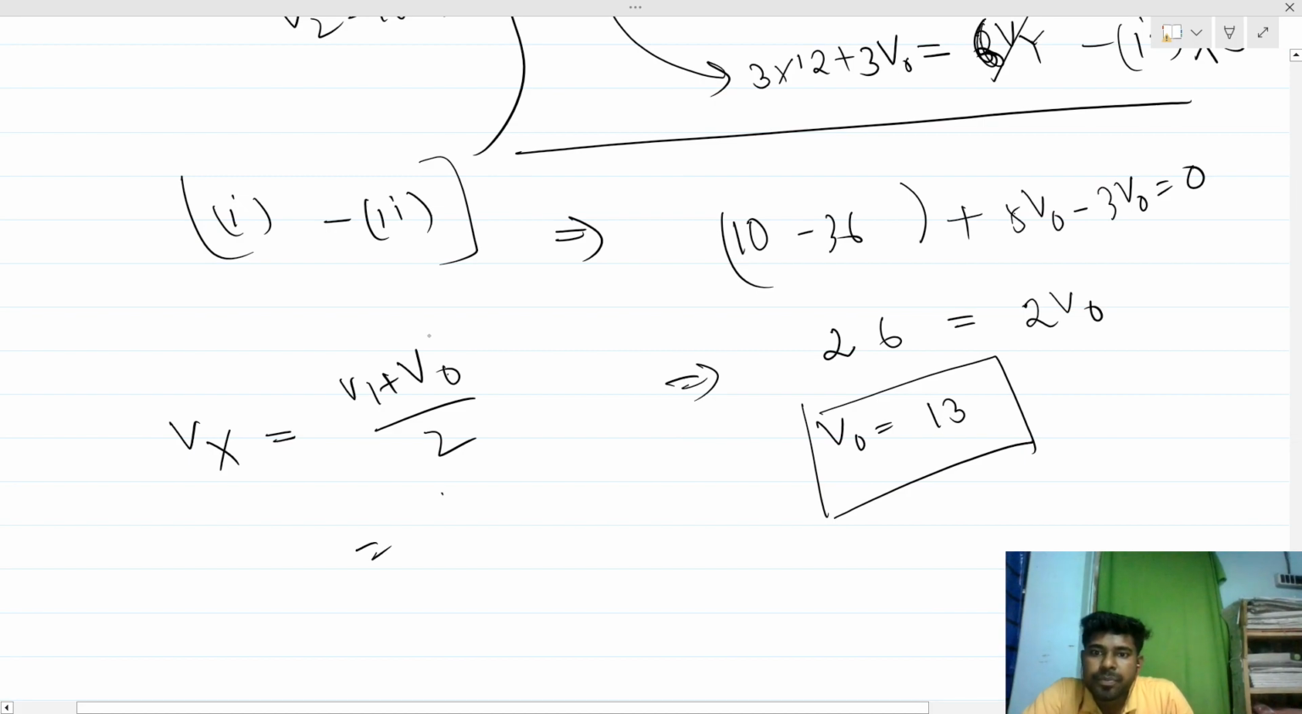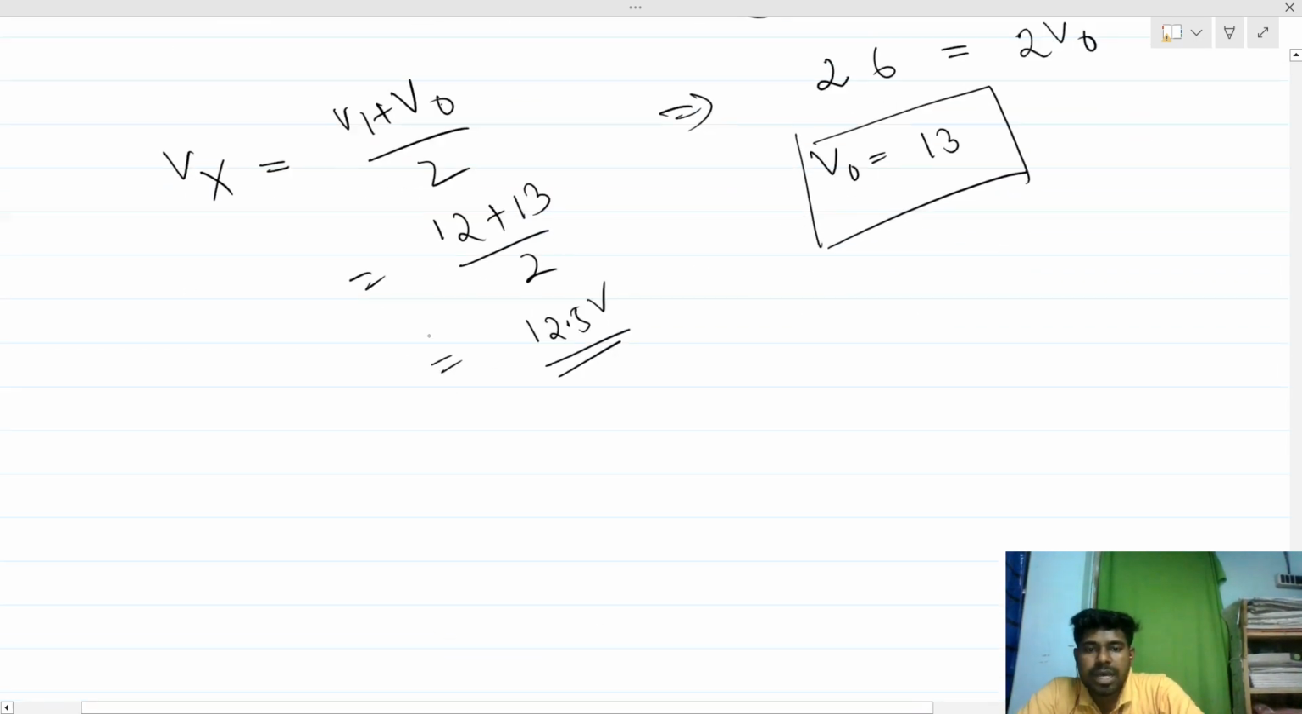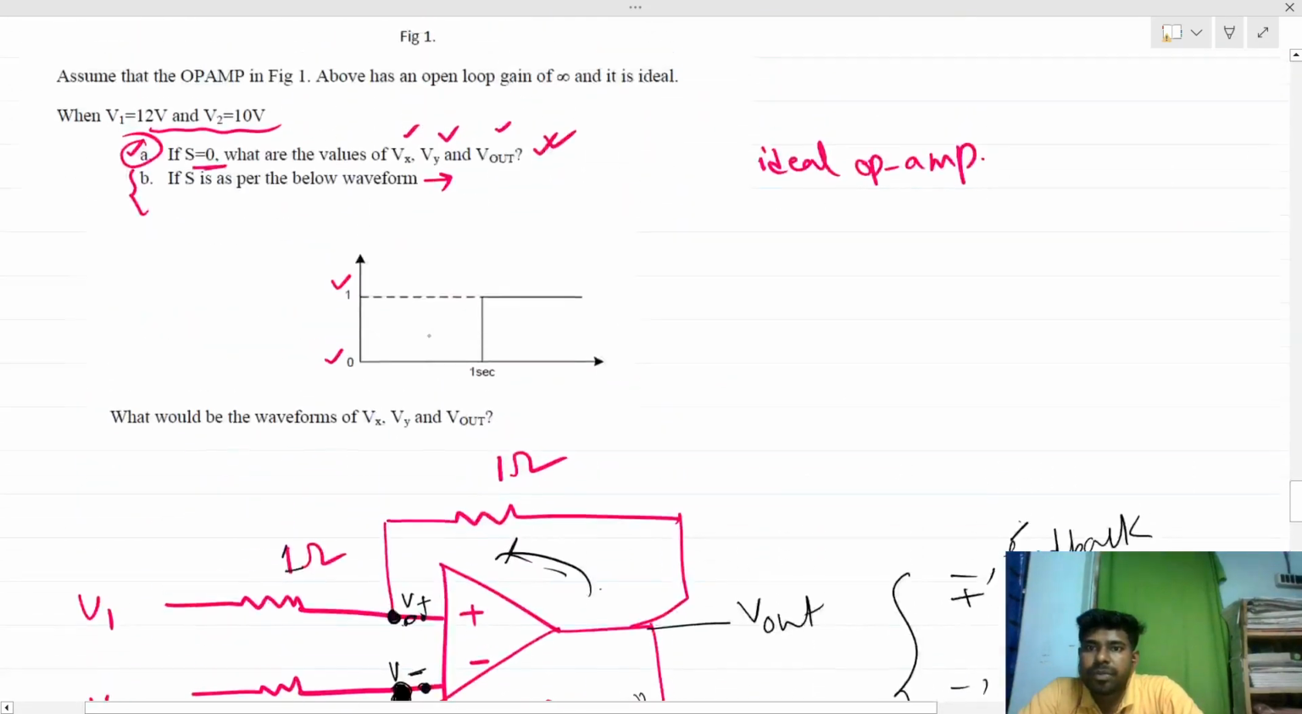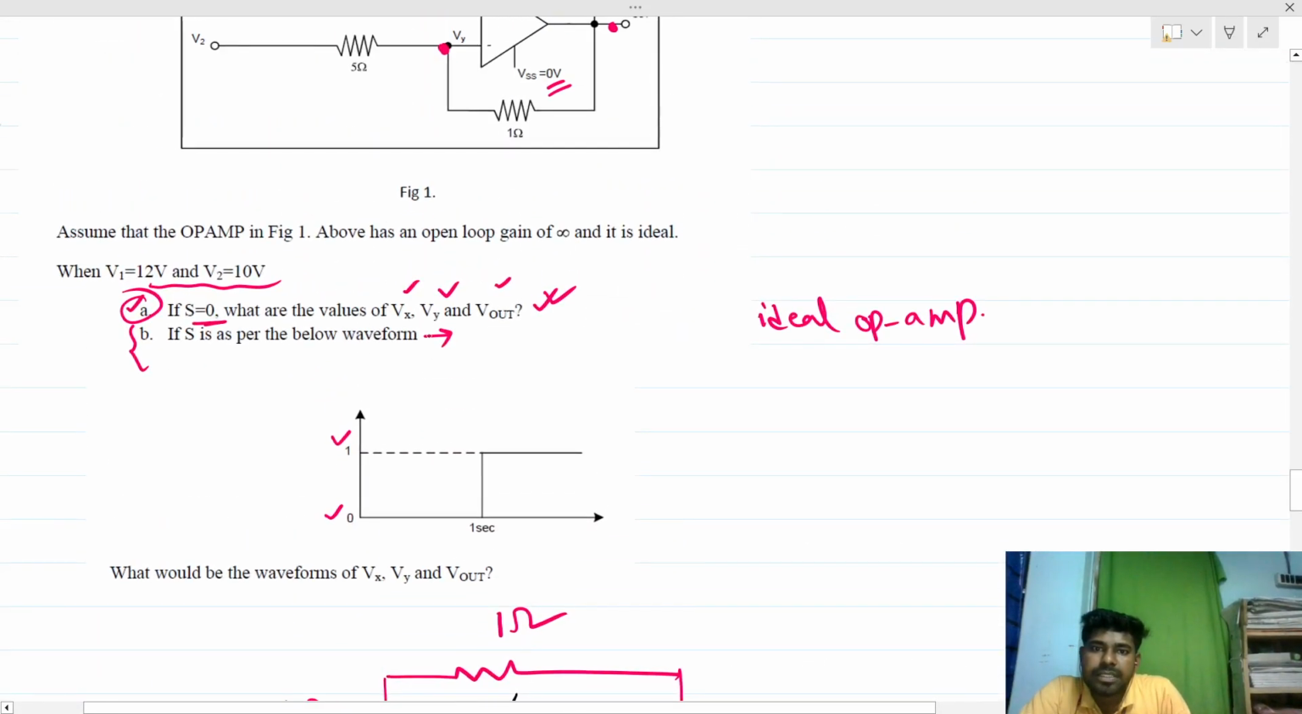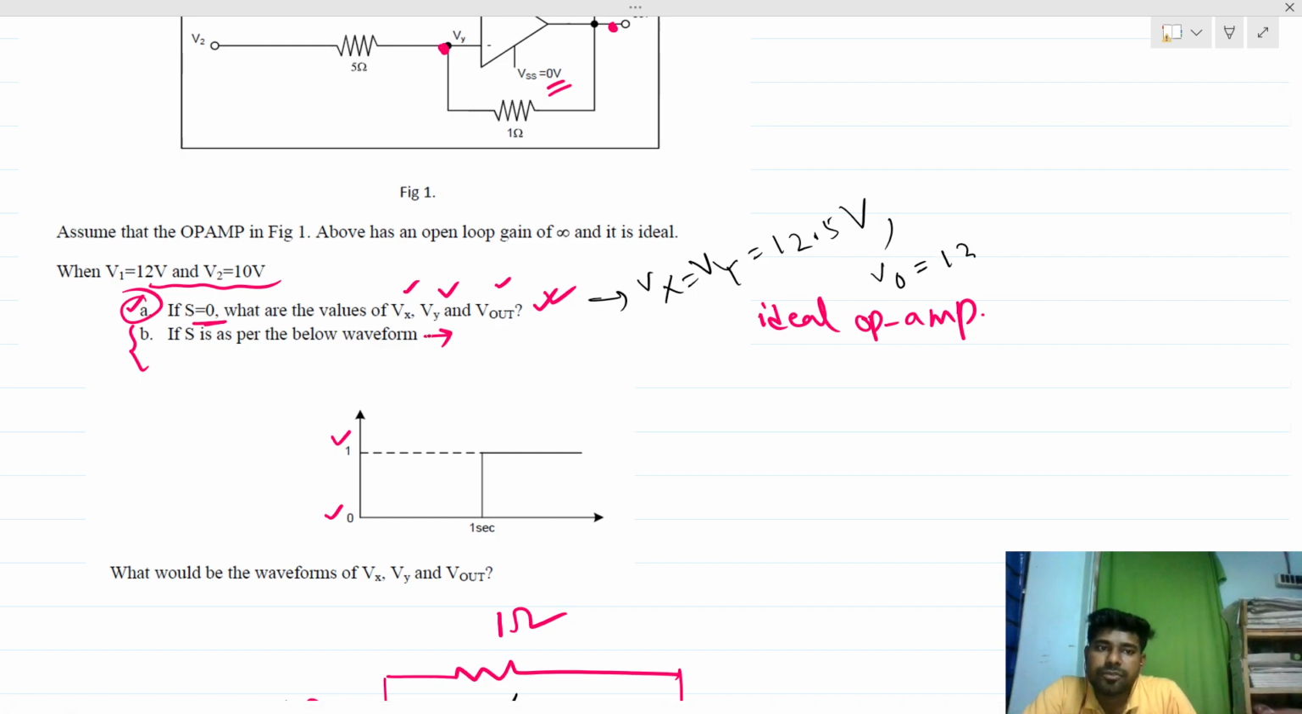So this will be (12 + 13)/2, right? So this will be 12.5. Okay, so this is case one. Now we have found that for this case Vx equals Vy equals 12.5 volt, and Vout is nothing but 13 volt. So this is the first answer of option A.